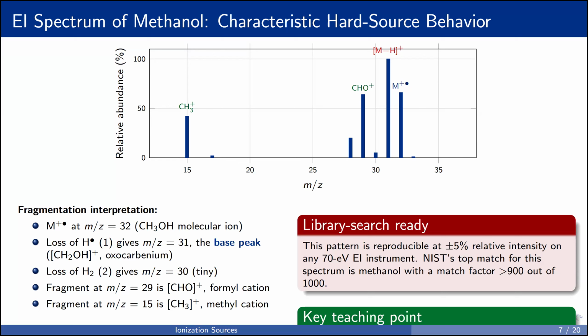NIST's top match for this pattern comes back as methanol with a match factor above 900 out of 1,000. That's effectively a confirmation. We'll develop the interpretation rules in Lecture 4. For today, just note the pattern: molecular ion present, but not dominant, several characteristic fragments, library matchable.